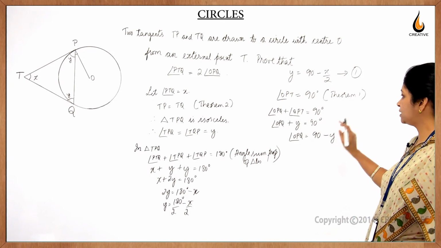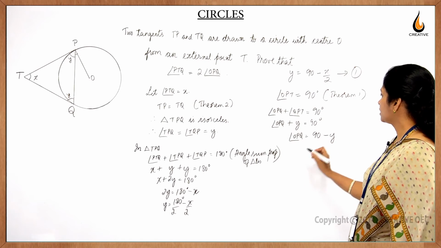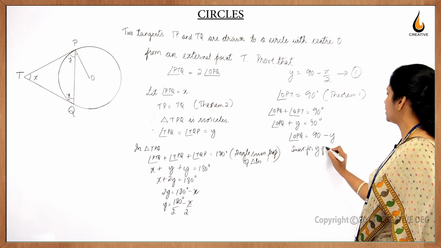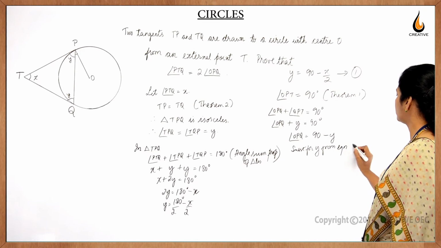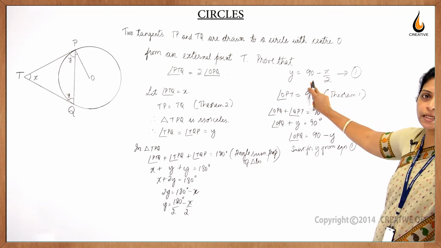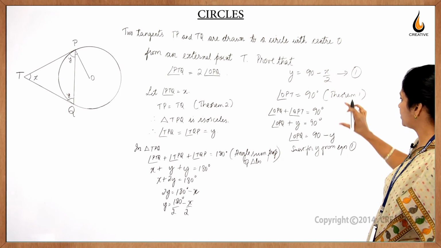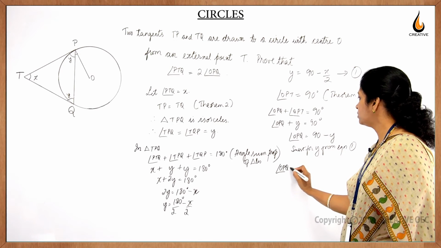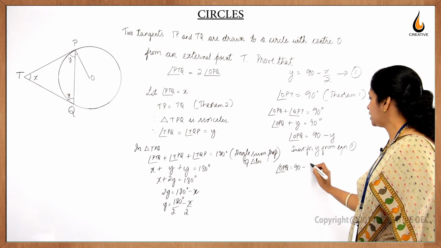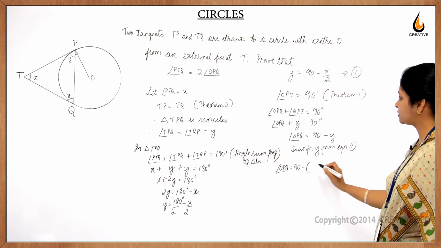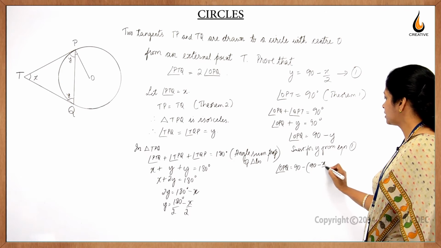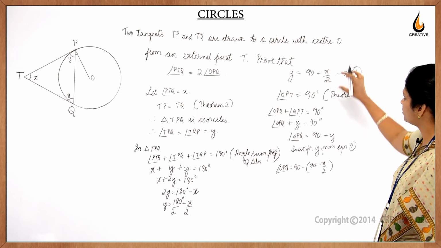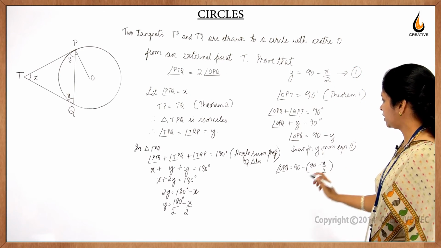You take y to the right hand side, becomes 90 minus y. Then we will substitute for y from equation 1. From here, y value is 90 minus x by 2. We will put this 90 minus x by 2 in this equation. Then we will get angle OPQ is equal to 90 minus, for y we will write 90 minus x by 2. So, here it is 90 minus y. For y we have substituted this value as 90 minus x by 2.